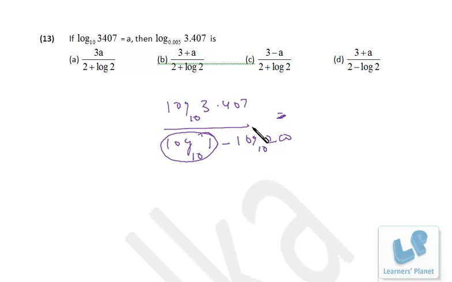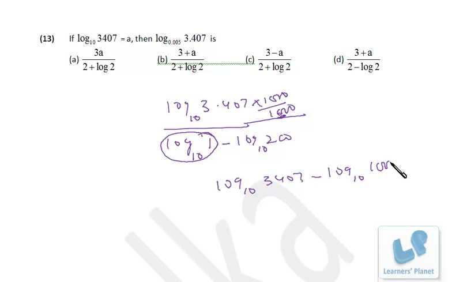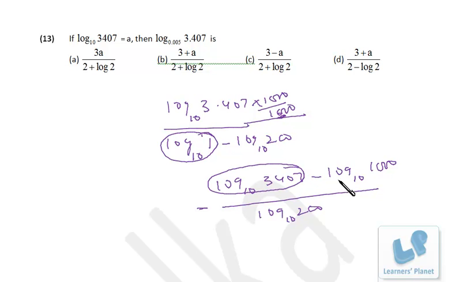Now in this case, what we want is 3407. So I multiply and divide this expression by 3407, right? Base is 10. Now 3407 into 1000. So this expression can be written as log 10 3407 minus log 10 1000 by minus log 10 200, right? Now this is actually a. This is 10 cube is 1000, so this is 3. So this is a minus 3.